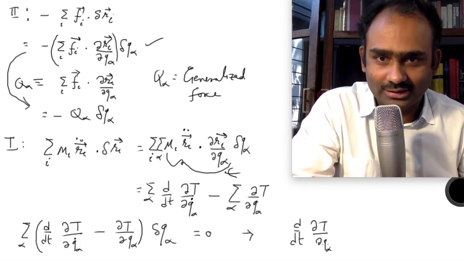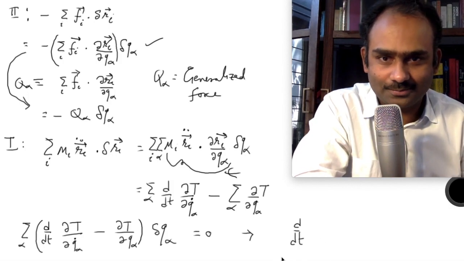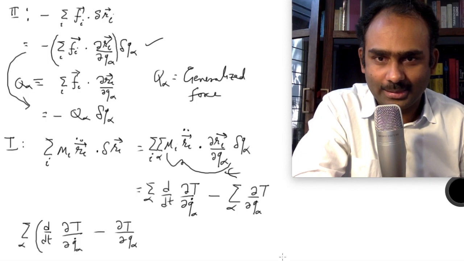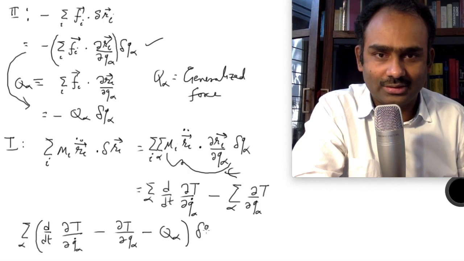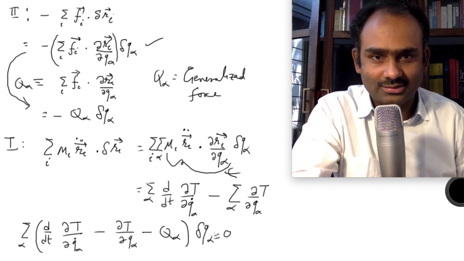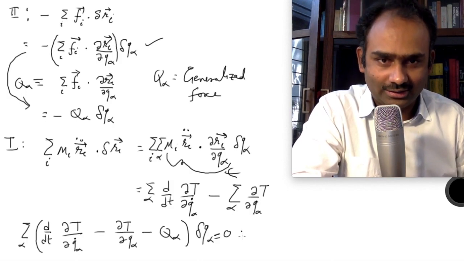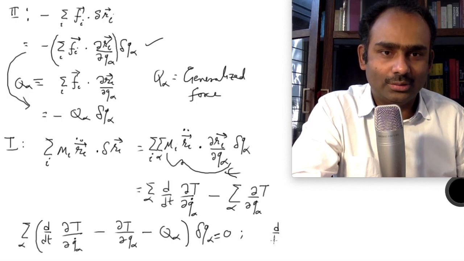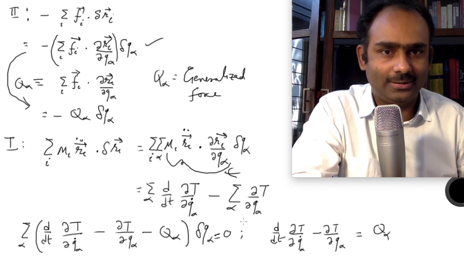Okay, I think I went a little fast. I have included only the second term. The first term I have missed here. So let me just write it down here. Minus, you remember, this is what you get from the first term. Okay, and then whatever I said just now about independent variations and being able to pick out this coefficient to be 0 is correct, and I get my final result to be d over dt del T over del q alpha dot minus del T over del q alpha equals Q alpha.